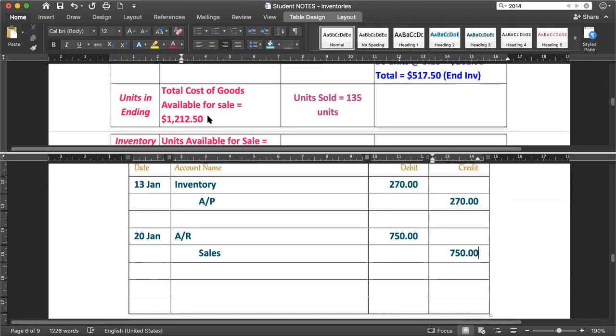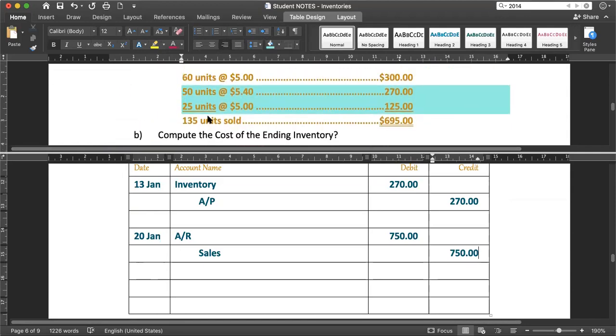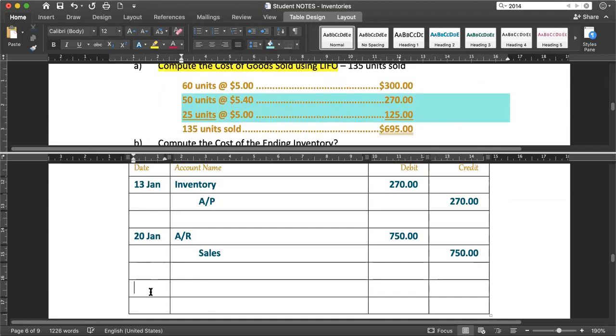The second entry that we have to make is going to be the cost of the goods sold. So on the 20th of January, we're going to have cost of goods sold, debited for $270 plus $125. That was the cost of those 75 units. So we're going to have a debit to cost of goods sold for $395, and a credit to the inventory of $395.